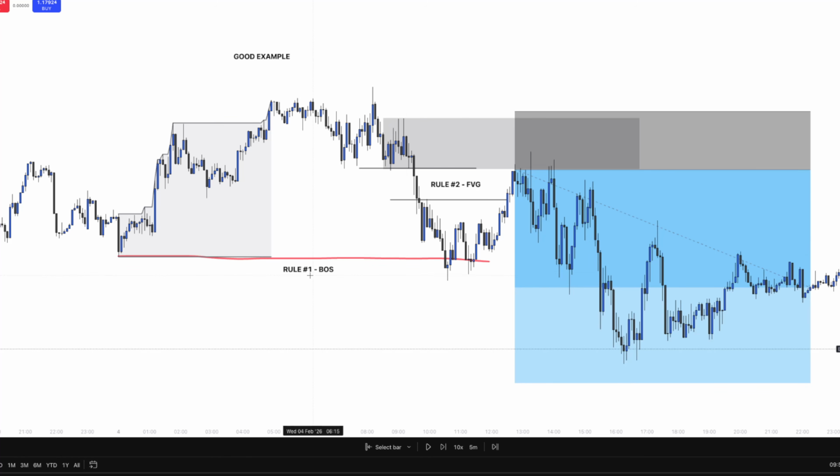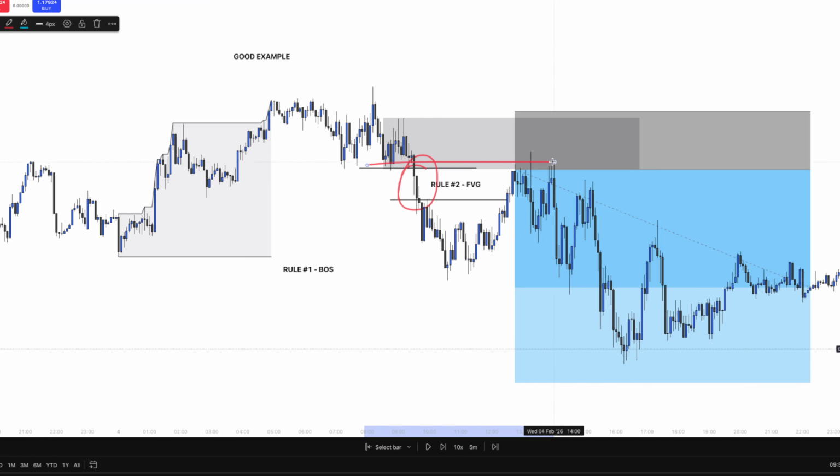Perfect, right? That is our first rule. Rule number 2 is a fair value gap. Now, a fair value gap is going to give us that extra added bit of confirmation to prove to us that this right here has a nice little bit of inefficient price action. Once we see that with the order block or the supply zone paired just above, then perfect. That is the exact area that we want to enter.